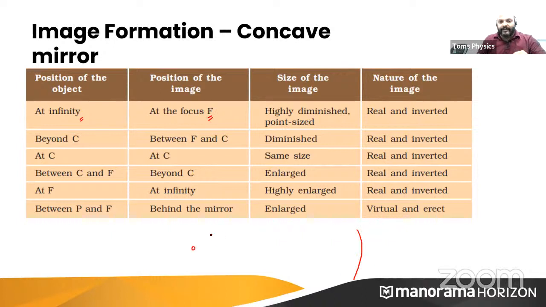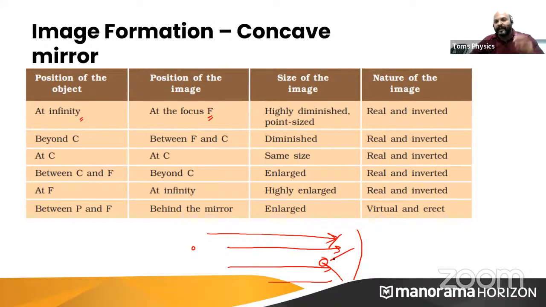If the object is at infinity, all the rays coming from the object will be parallel to each other, and they will all be directed towards the focus of the mirror. That is why the image will be at the focus of the mirror. Remember, the position of your image is the place where the reflected rays cross each other. So in this case, after reflection, they will all converge. They will meet at the same point at the focus. So that will be your image point.